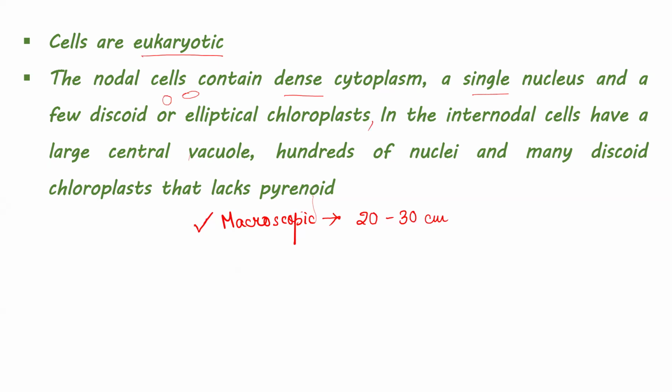In the internodal cells, they have a large central vacuole. Okay, the internodal cells have a large central vacuole, hundreds of nuclei, and many discoid chloroplasts that lack pyrenoid. That means pyrenoid is absent. You'll have to keep this in mind. Pyrenoid is absent.